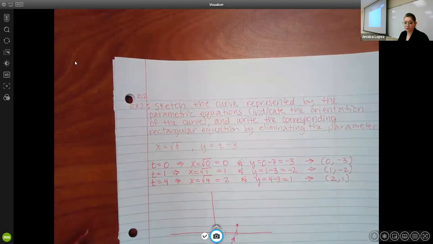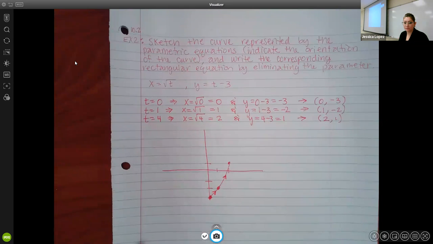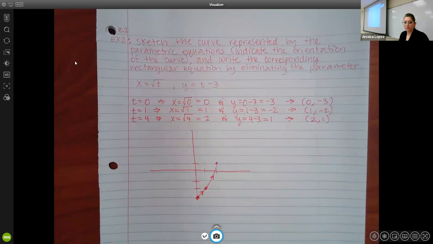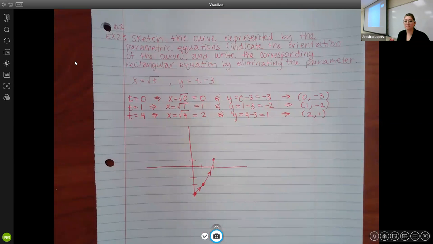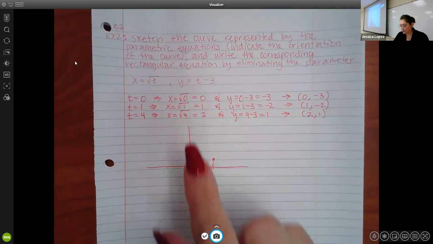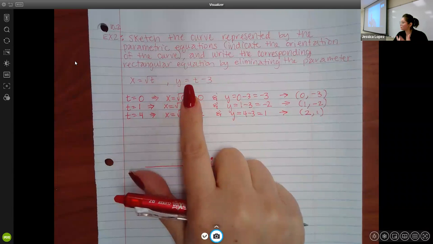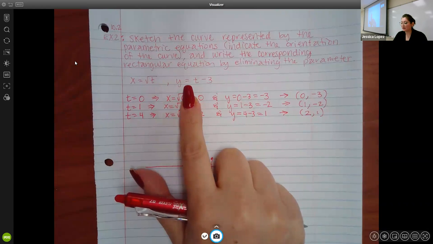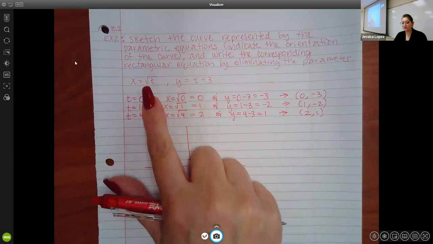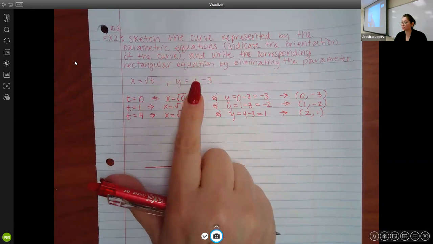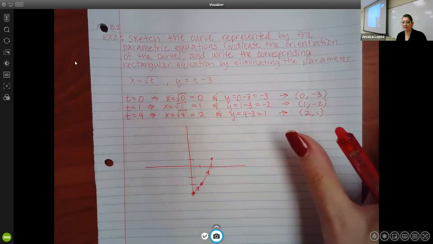For example two, it doesn't matter which variable you solve for, although one will require a little bit more algebra than the other, okay? Since this is already y equals, right? And that's normally how you want your rectangular equations, y equals whatever. I would highly suggest solving this equation for t and then plugging it in so that you just get y equals something with x's in it.